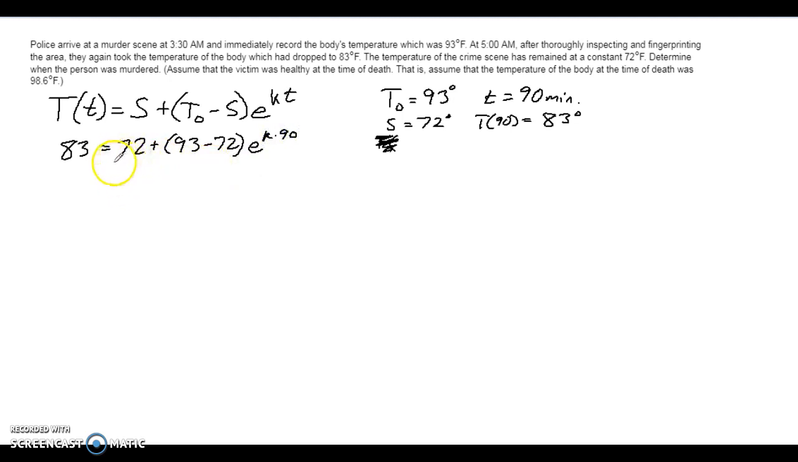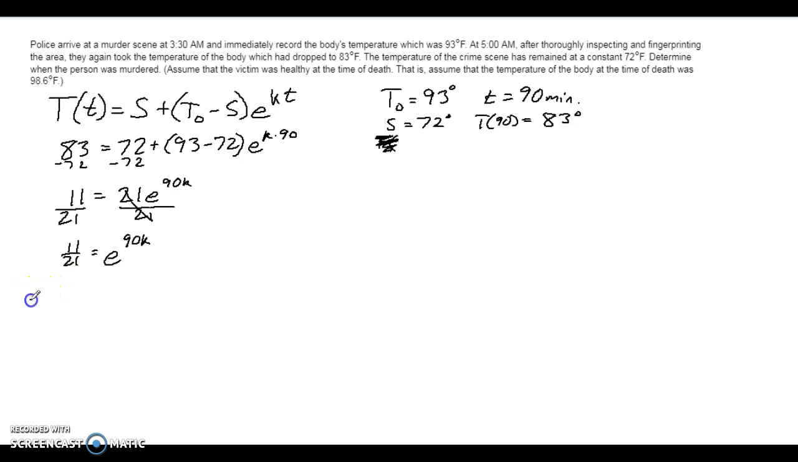So we'll do a few things in the way of simplifying. We'll subtract 72 from each side, which gives us 11 over here. 93 minus 72 is 21. And let's write that as 90k. That looks a bit nicer. Divide both sides by 21. So we have 11 over 21 is equal to e to the 90k.